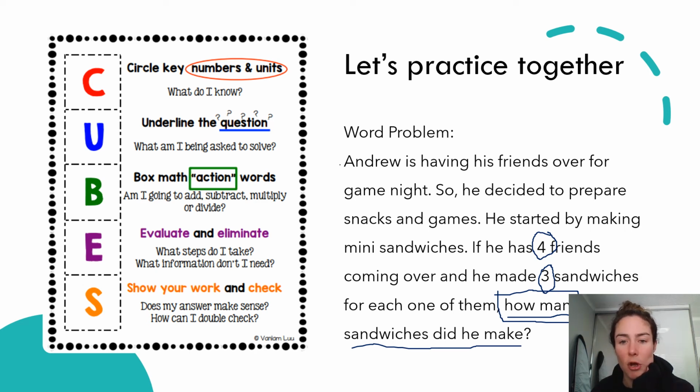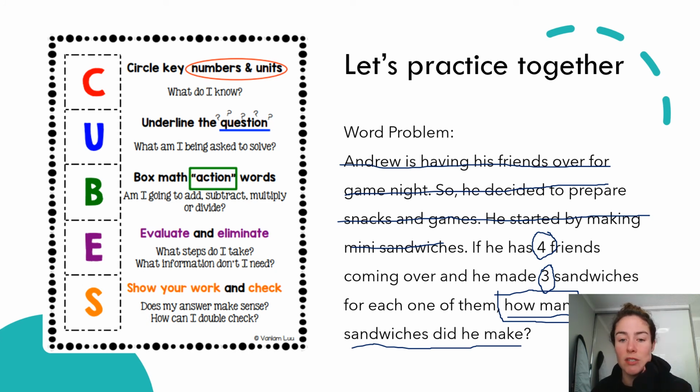So I'm thinking at the moment, I don't really need all of this information here. I could have just started from this part here. If he has 4 friends coming over, I could still answer the question without all of this information here. And I'm going to think now, how would I get my answer? So if he has 4 friends coming over and he makes 3 sandwiches for each one, how many sandwiches did he make in total? So what math strategy could we use to solve this?